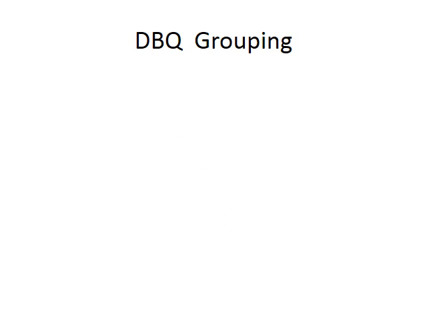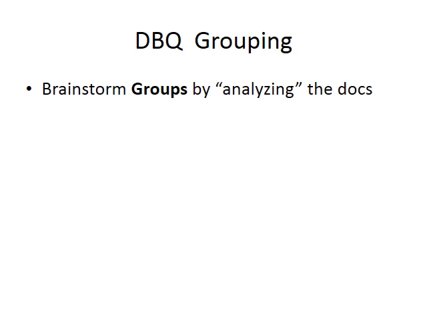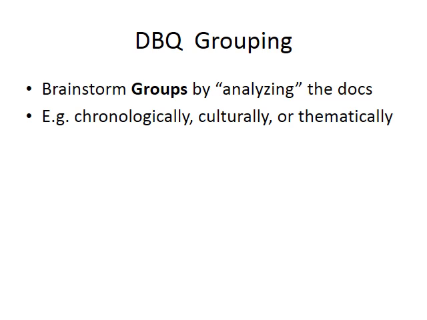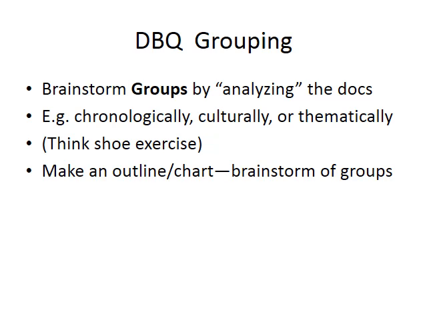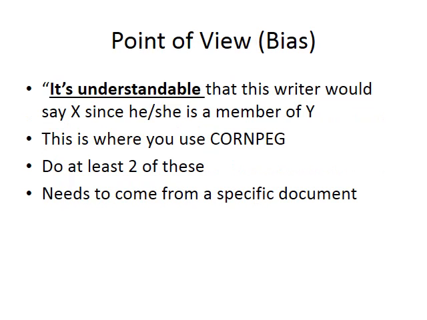So just thinking about the groupings, really the most challenging thing here. As you read it, brainstorm them by doing your best analysis of the docs. Either by chronology, by culture, by thematics. Again, think the shoe exercise. Make an outline or chart, brainstorm groups, and then pick your 2 or 3 best groups and stick with them.